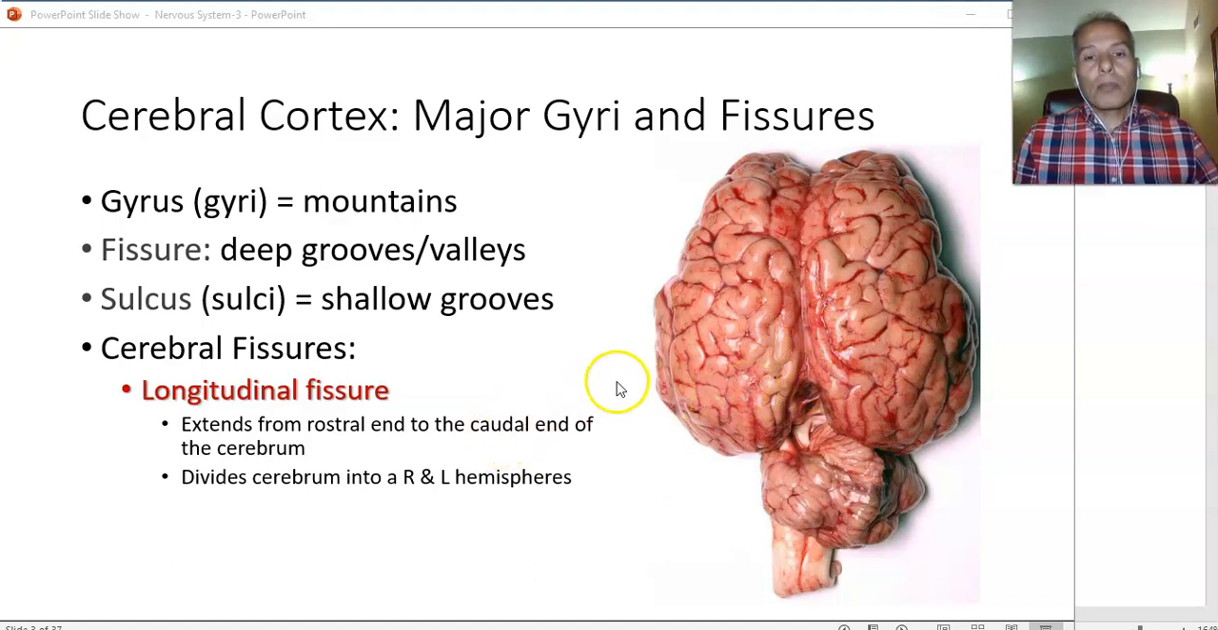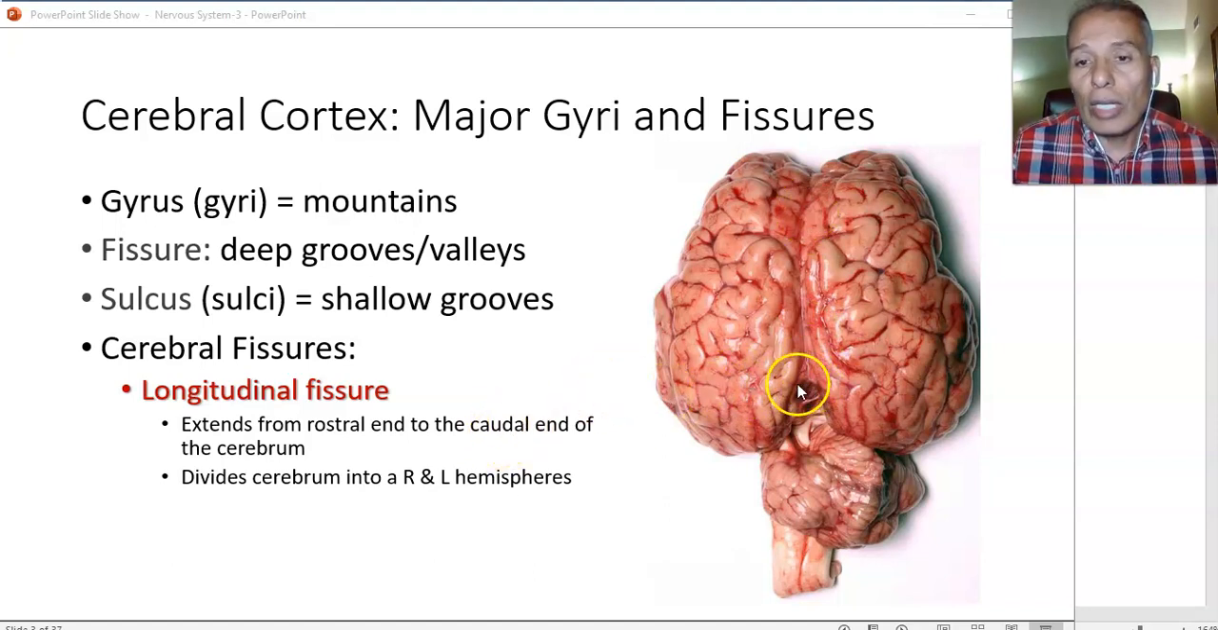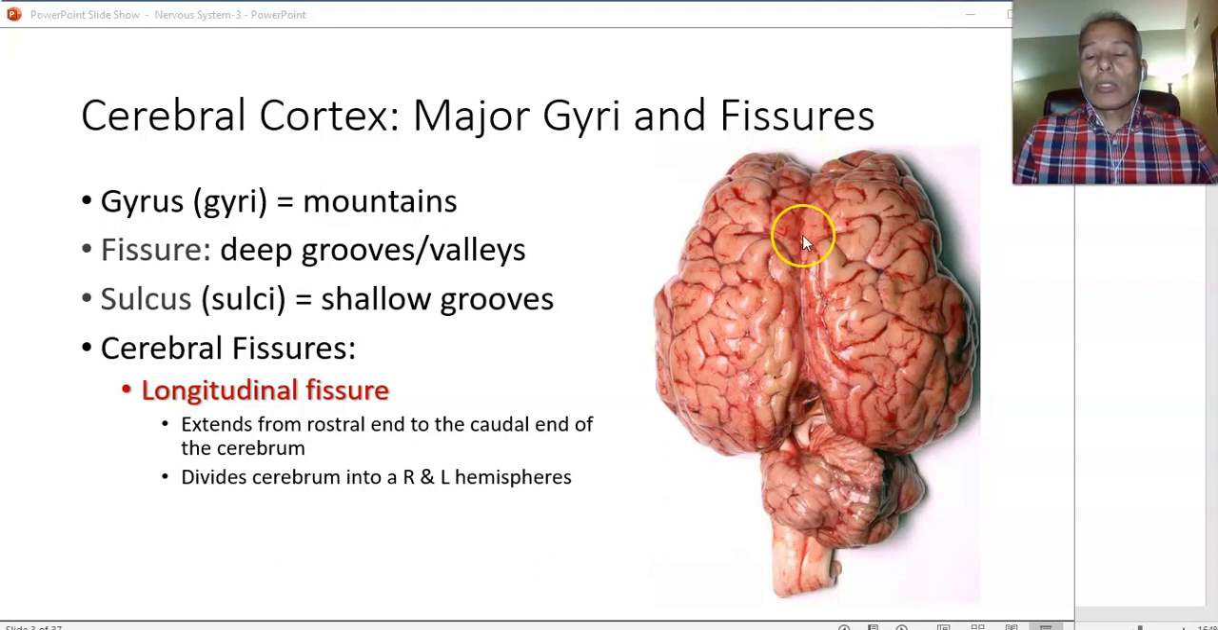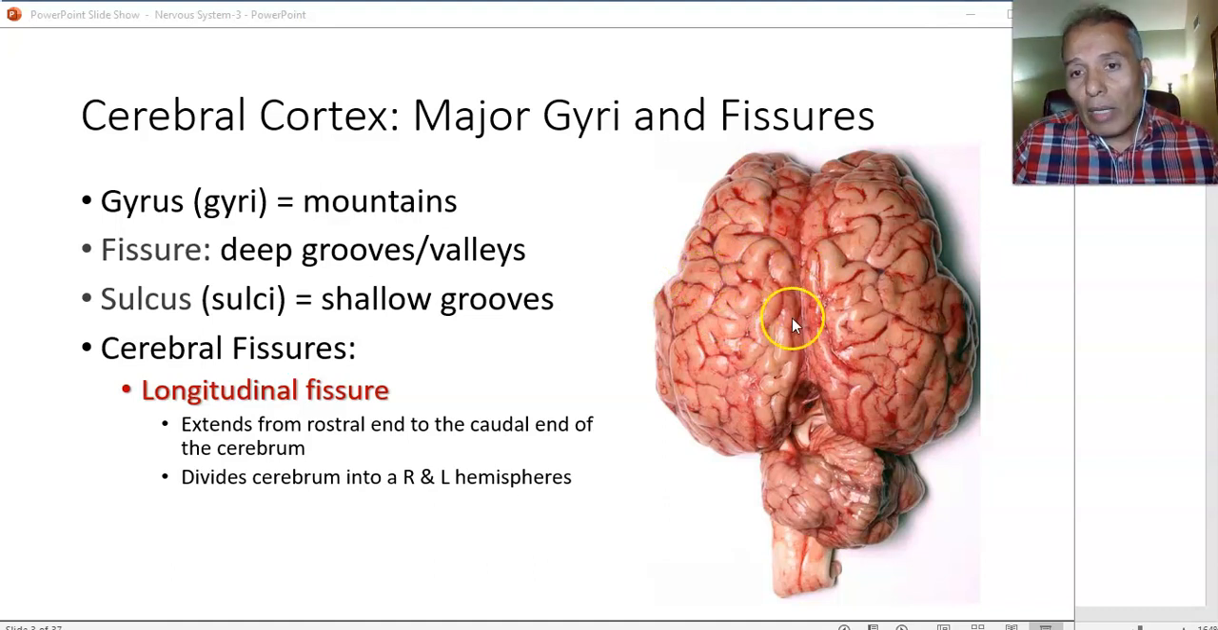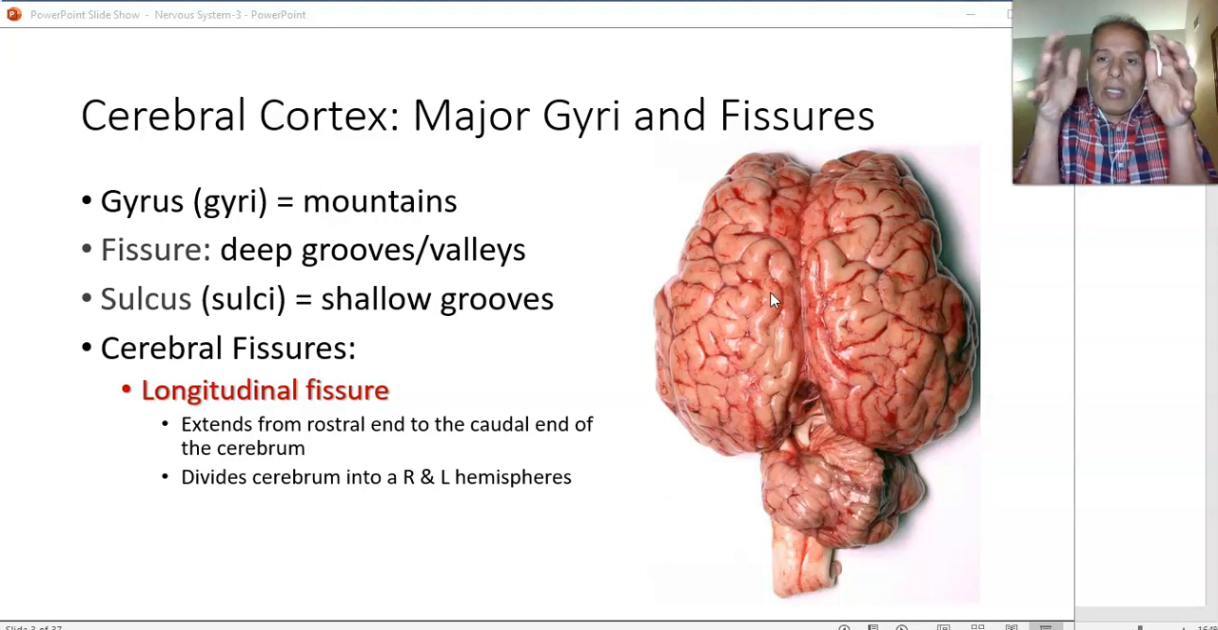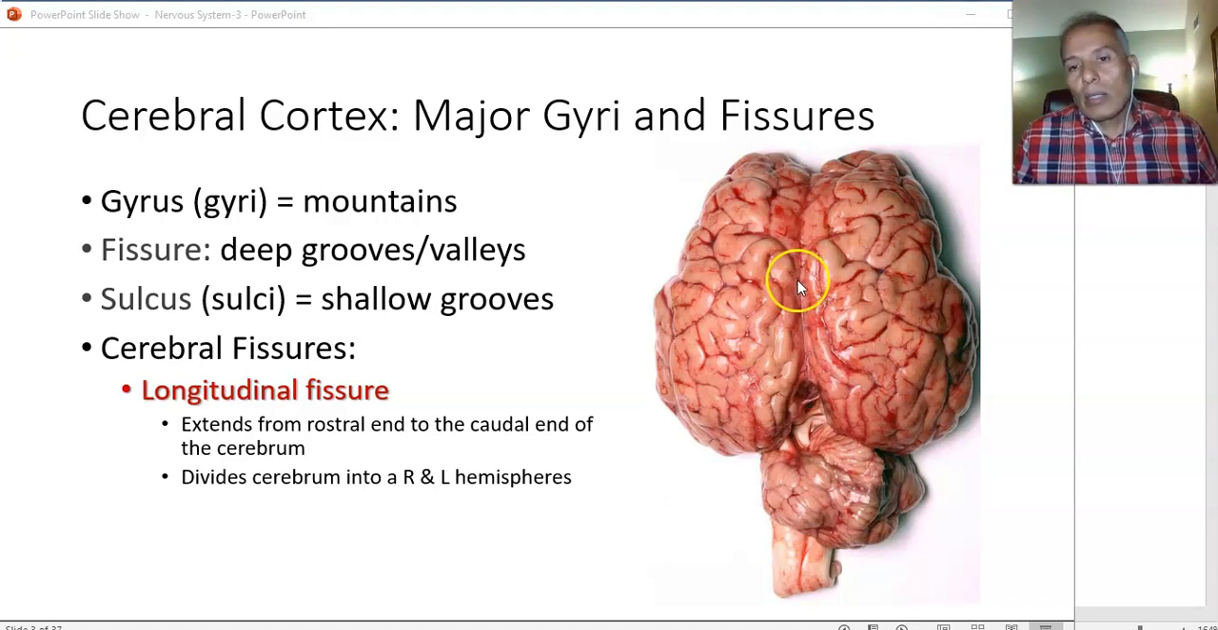So the longitudinal fissure is the longest and the most extensive one that separates the cerebrum from the front all the way to the back, and it's very deep. It doesn't seem very deep here, but because the brain doesn't have much to hold it, it's just slouching and you can't see clearly.